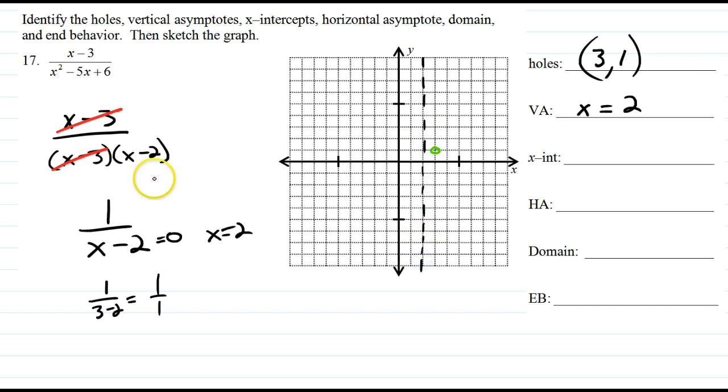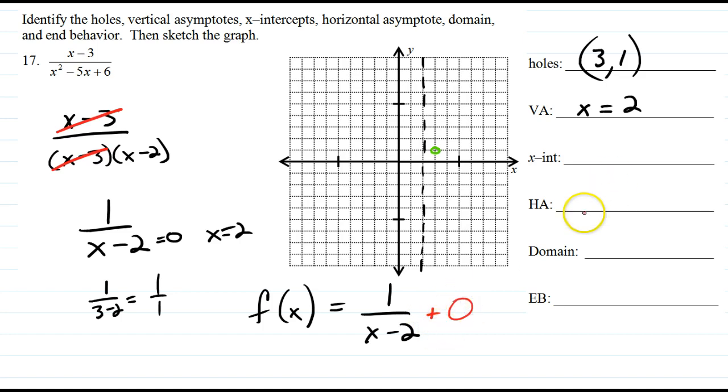The horizontal asymptote, I'm going to rewrite this over here, so our function right now is 1 over x minus 2. And so our horizontal asymptote is the number after it, and so it's a 0. So our horizontal asymptote is y equals 0. So you can draw that in. And so this is kind of like the other graphs we were doing, just has a general shape like this. Not the best graph there.